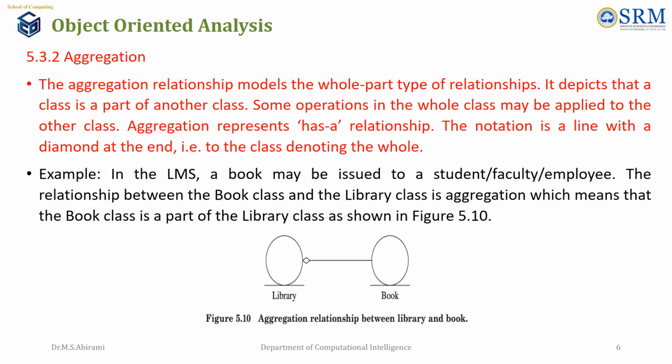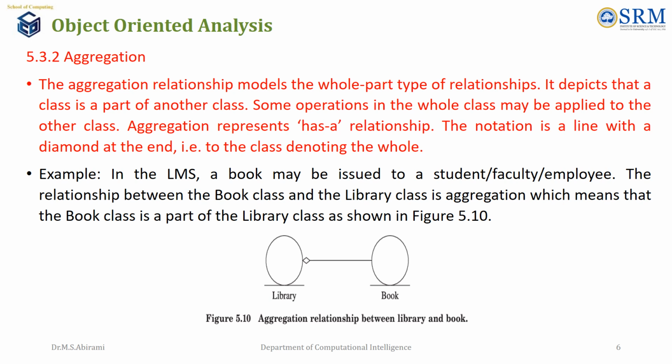The next one is aggregation. Figure 5.10 shows the aggregation relationship between the library entity and the book entity. The aggregation relationship models a whole-part type of relationship. That is, it depicts that a class is a part of another class. Some operations in the whole class may be applied to the other class. Aggregation represents a has-a relationship. The notation is a line with a diamond at the end, at the class denoting the whole.